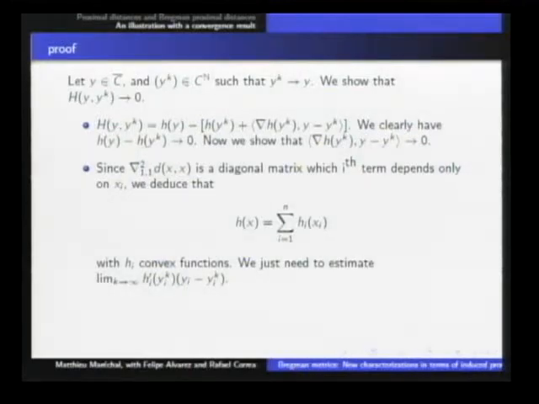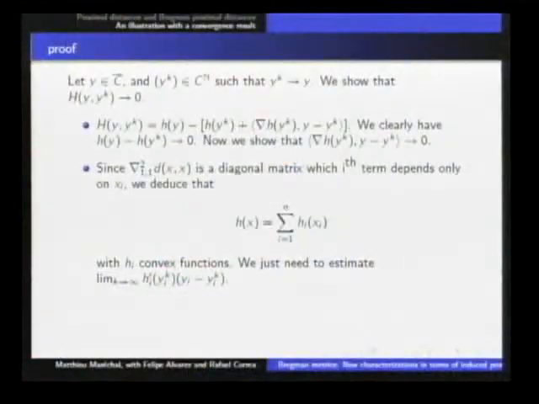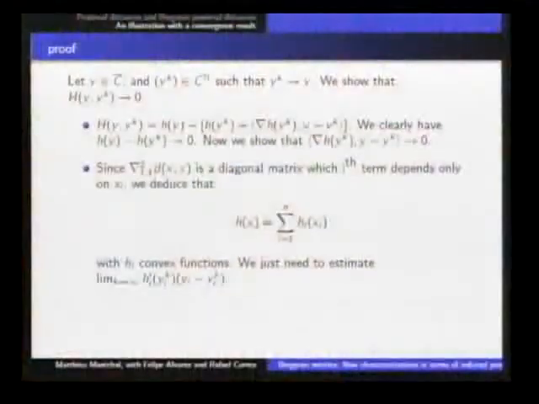h of y_k is equal to h of y minus h of y_k plus gradient h of y_k times y minus y_k. By continuity of h on C bar, which I proved in the previous slide, this quantity tends to 0. Thus, we just have to prove that this other quantity tends to 0. That is a very delicate point, because when y is not in C, this gradient h of y_k can explode, because we are going out of the domain of the subdifferential. Thus, it is not guaranteed that the quantity tends to 0.